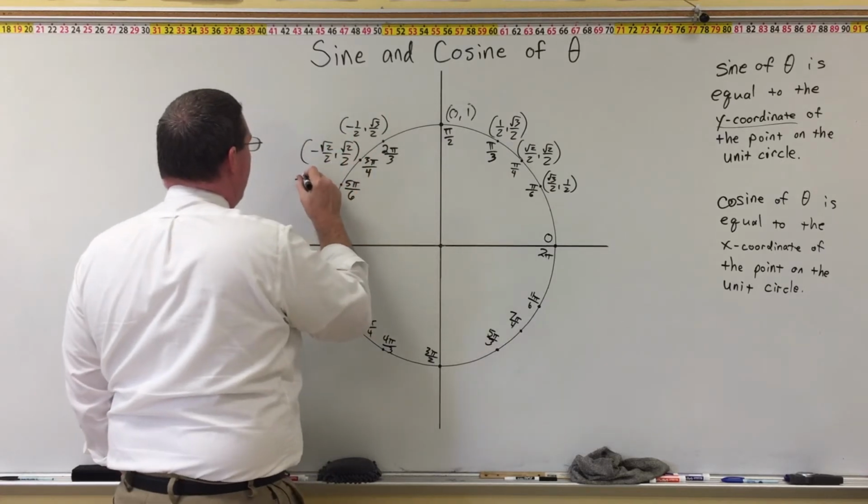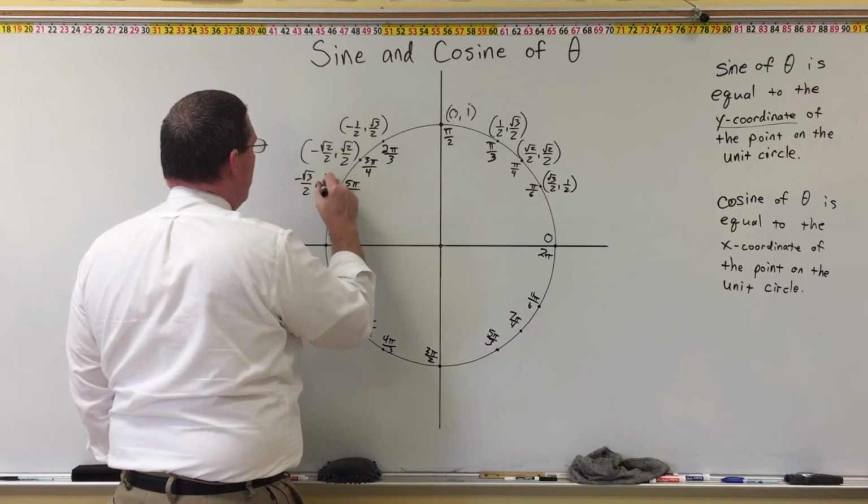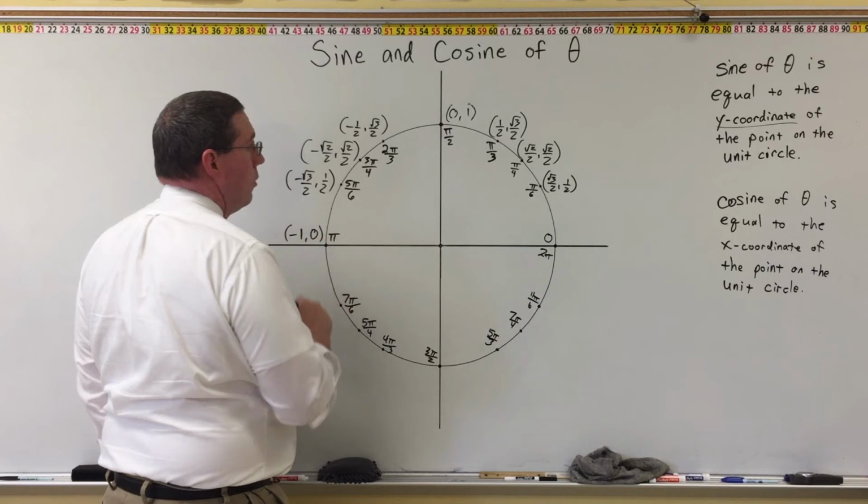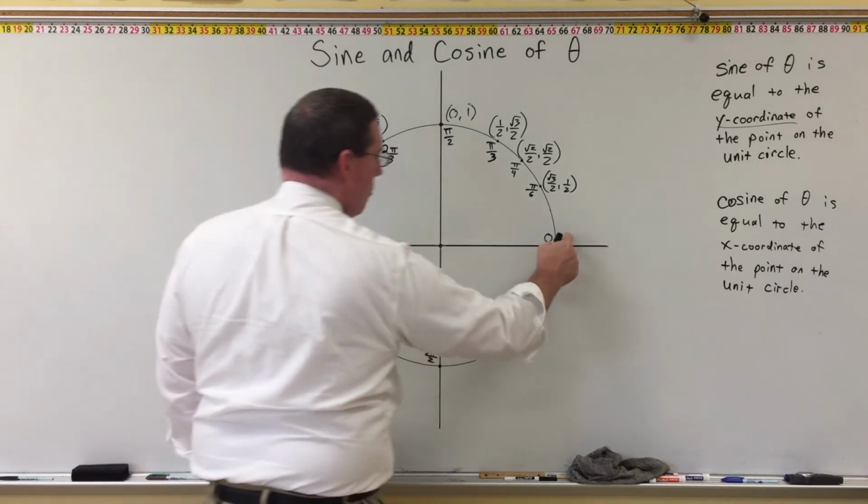Over here we will have negative square root of 3 over 2 and 1/2. Here we'll have negative 1 and 0. Don't forget the end. Oh, this one. We got to start here.